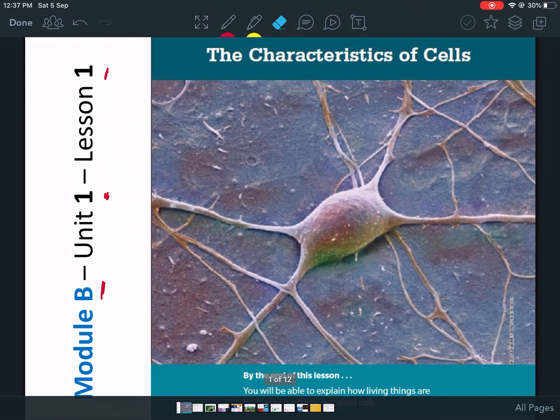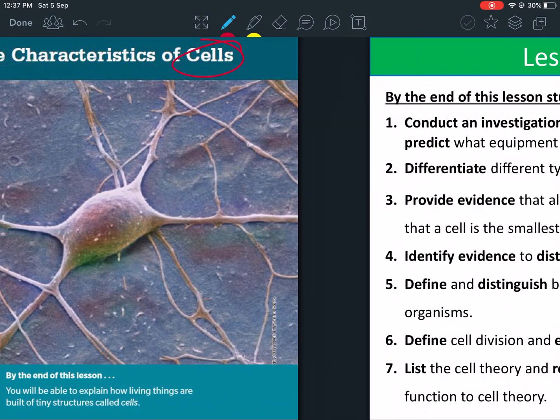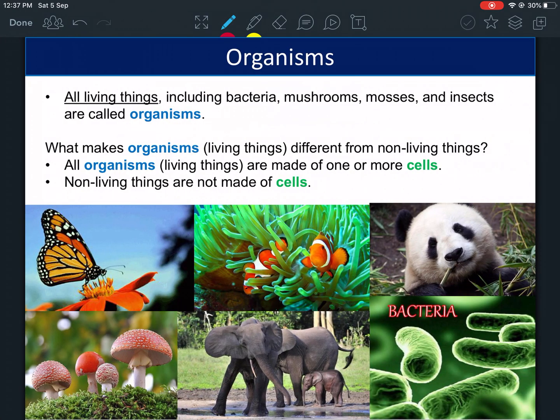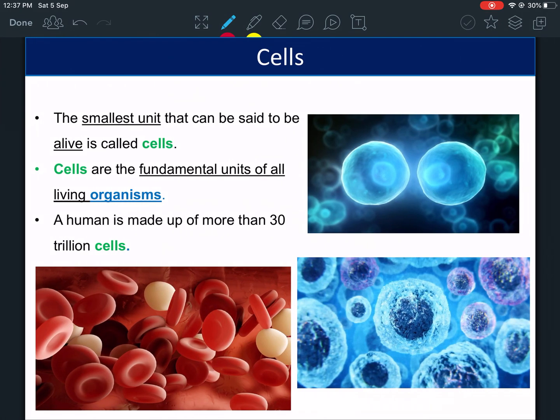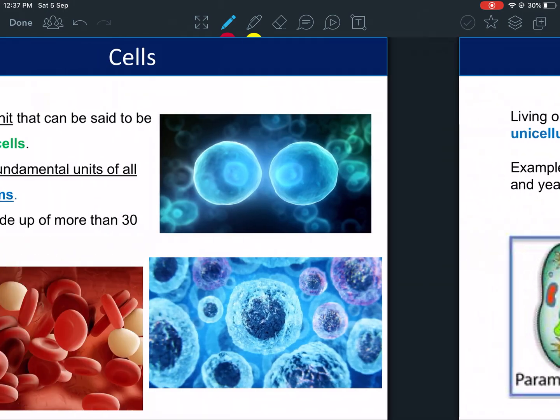Okay, so we're back to our lesson, the characteristics of cells. And we already learned about the different kinds of microscopes. Today we're going to be learning about what organisms are, what cells are, and the two different types of cells.